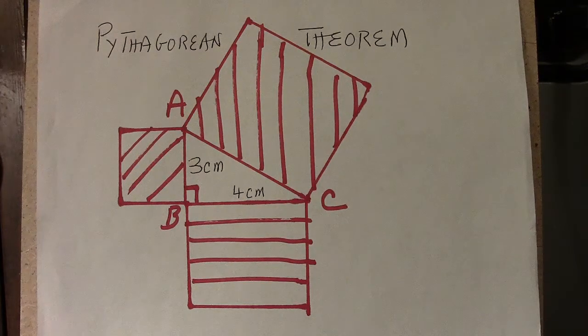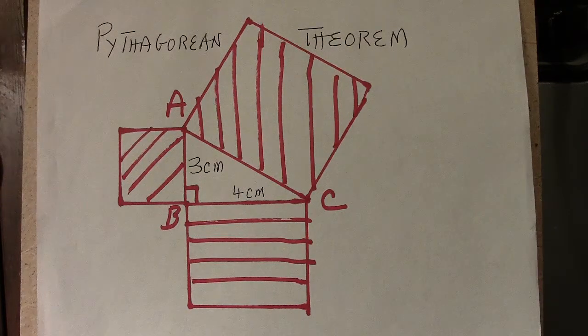To recap, the hypotenuse AC is opposite the right angle. The two other sides of the triangle are AB and BC. The area of the square on AB is 9 square centimeters. The area of the square on BC is 16 square centimeters. Therefore, according to the Pythagorean theorem, the square on the hypotenuse AC has an area of 9 plus 16, or 25 square centimeters.